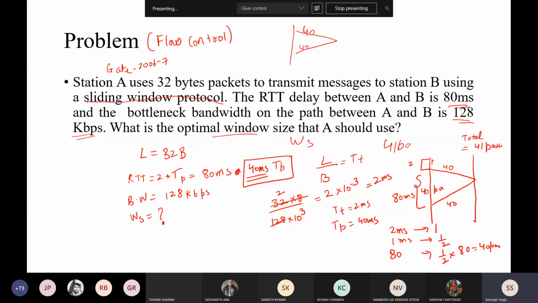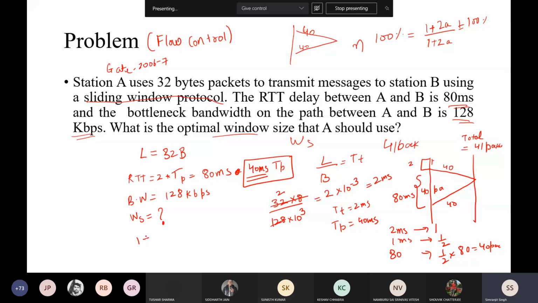Again, if you know the formula, it is like this. Because they are asking about the sliding window protocol, it is a theoretical concept, so you will assume maximum efficiency. For 100% efficiency, what will the window size be? The total time was 1 plus 2a. If the window size is 1 plus 2a, then only will 100% efficiency be achieved.